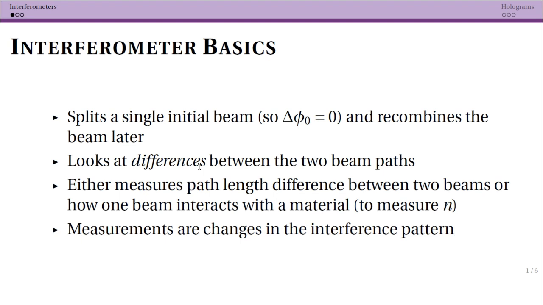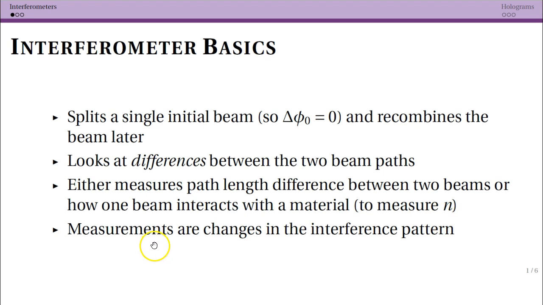And we're going to be doing a few potentially different things with this. One is to just look at the difference in path length. And again, there'll be some reasons you would want to do that, normally looking at the change in one of the path lengths. However, a different option is to actually pass one of the beams through a material and to learn about how that beam interacts with the material. So an obvious situation here would be to measure the index of refraction. If one beam passes through air and the other passes through a material, you can actually use this to get the index of refraction of that.